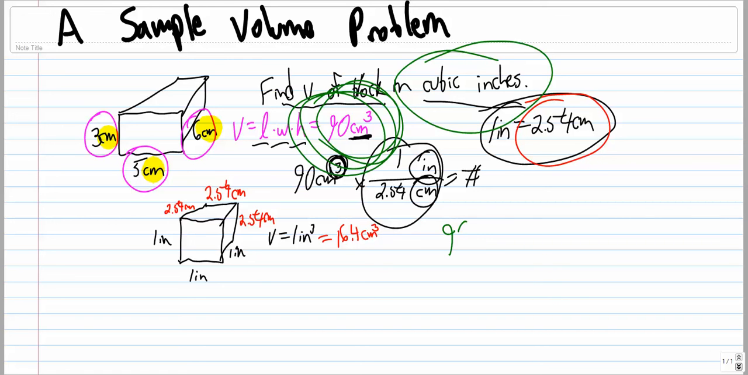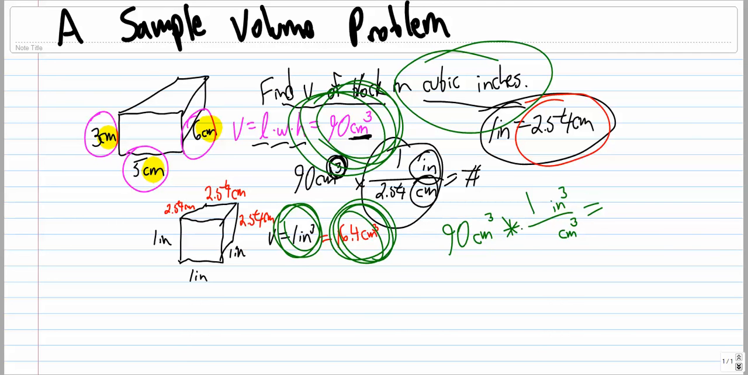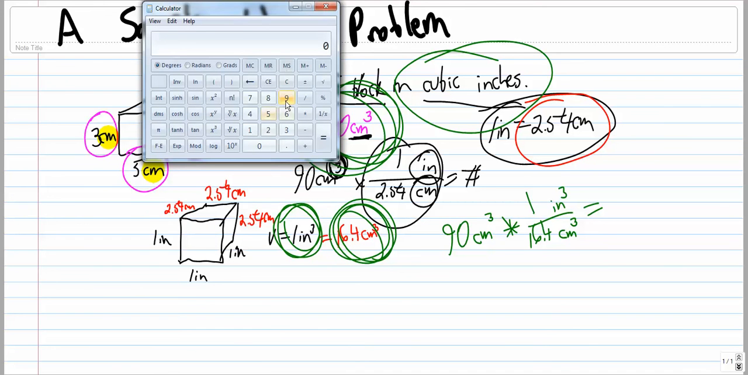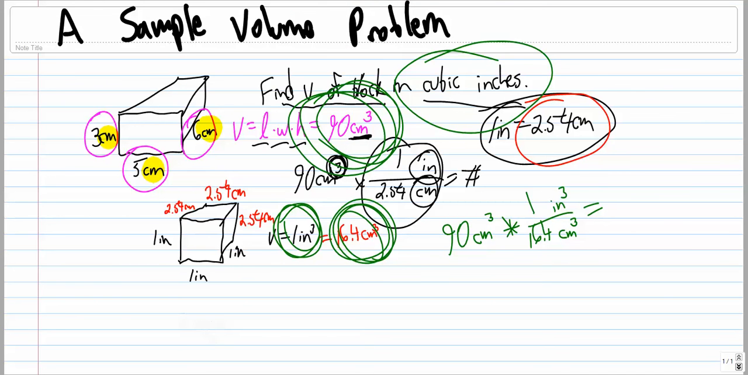I'm going to write my 90 cubic centimeters and set up my conversion problem. I want to get rid of cubic centimeters, and I want to go to cubic inches. 1 cubic inch, we said, was 16.4 cubic centimeters. So all we've got to do is go 90 divided by 16.4. 90 divided by 16.4, we get 5.487. I'm going to call that 5.5.